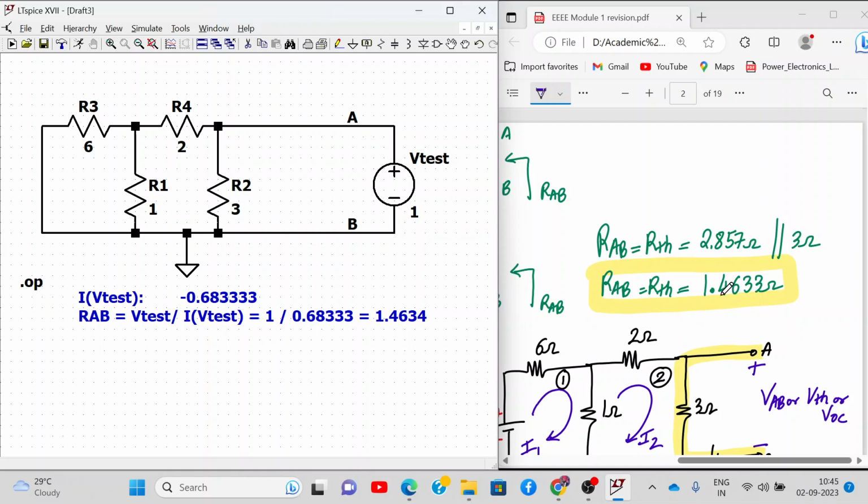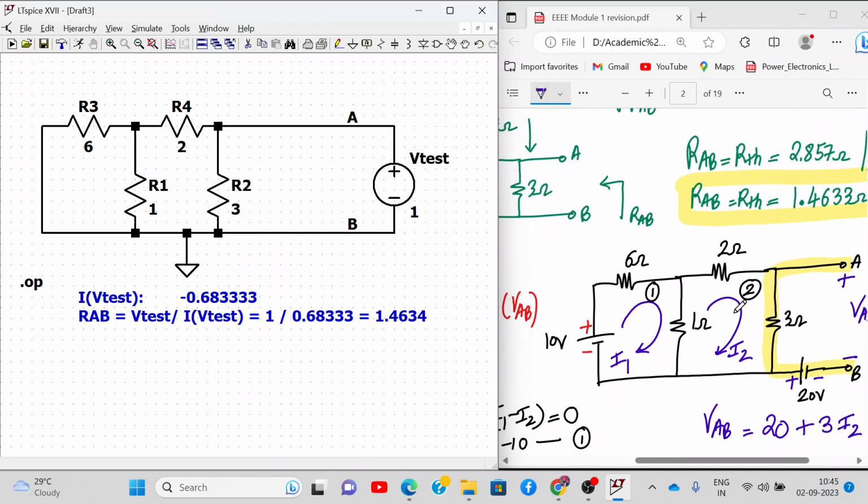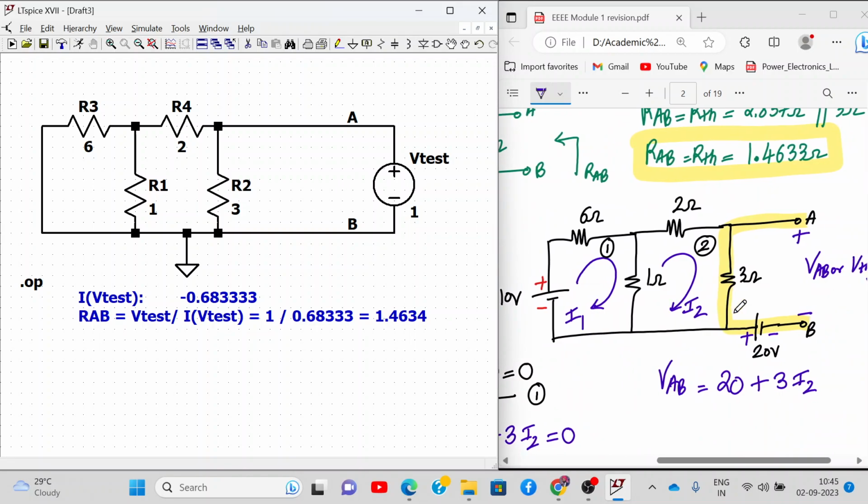Yes. So understood what we are doing? We are on the right track. It's all correct. It's all making sense, right? Okay, understood.